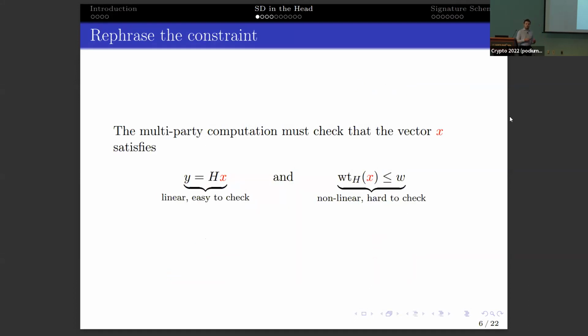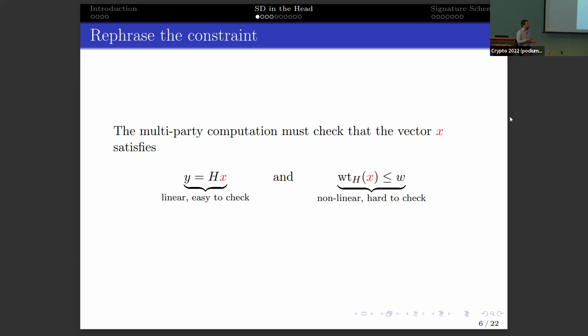Here, I assume that we have an MPC protocol that checks if a vector is a syndrome decoding solution. But in practice, we need to choose this MPC protocol, and the performance of the zero-knowledge proof will highly depend on it. From this slide, all the red values are values which contain information about the secret X, so they must never be revealed.